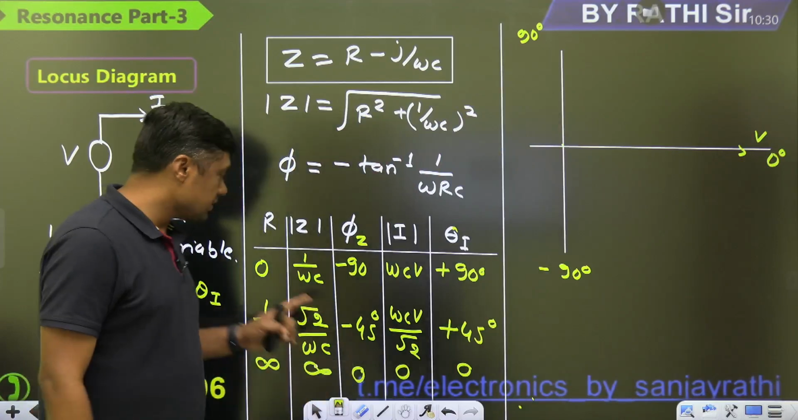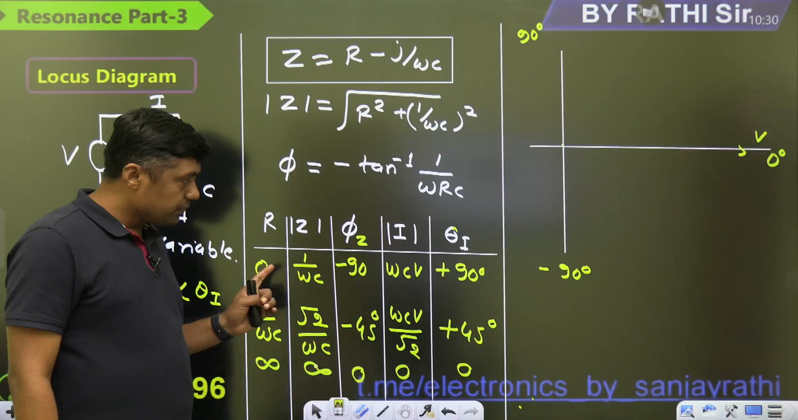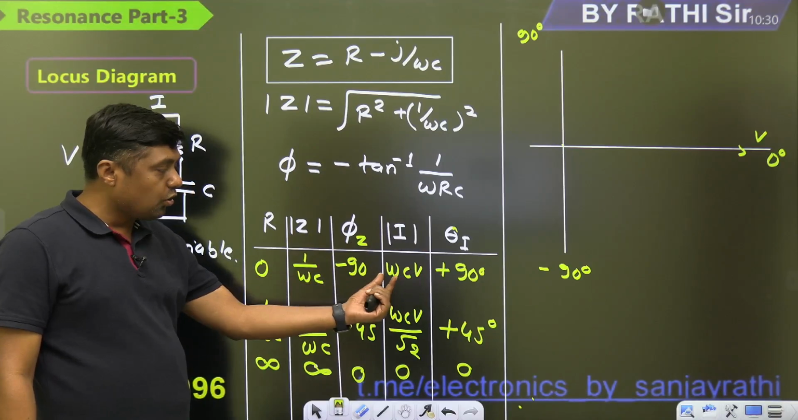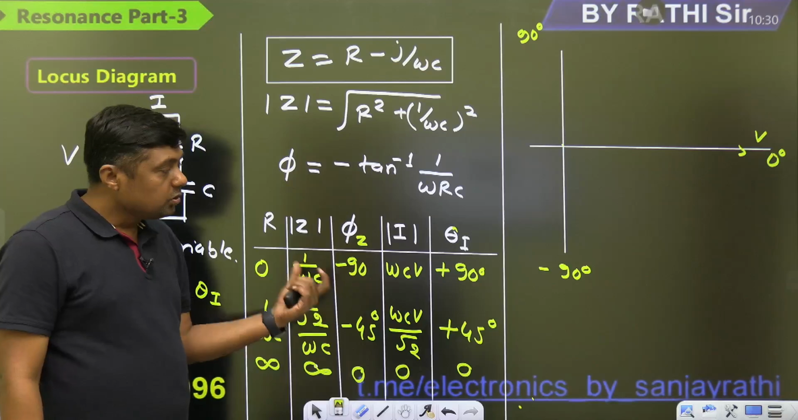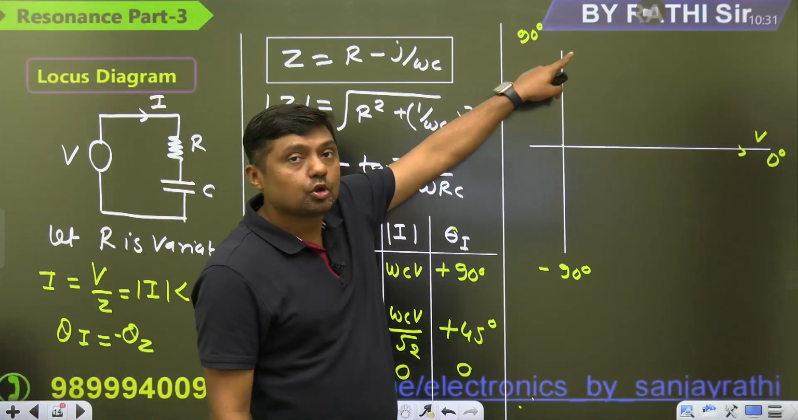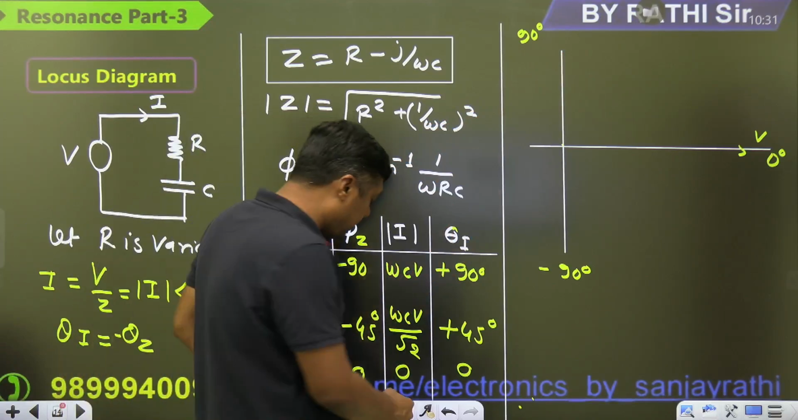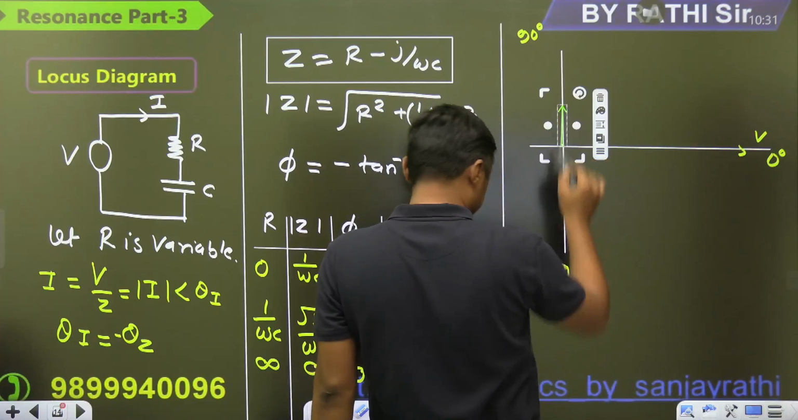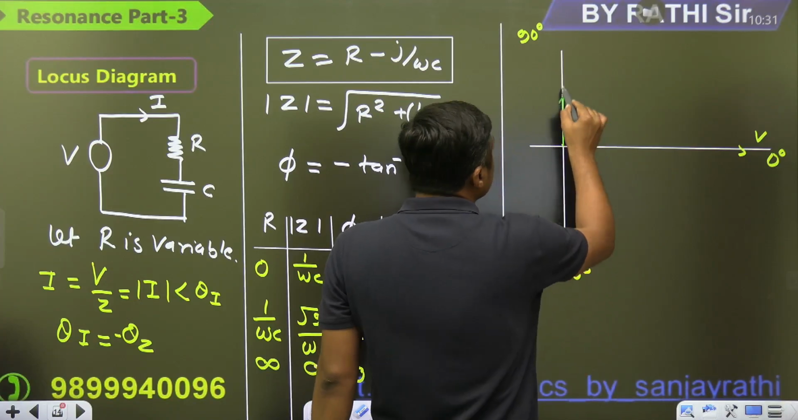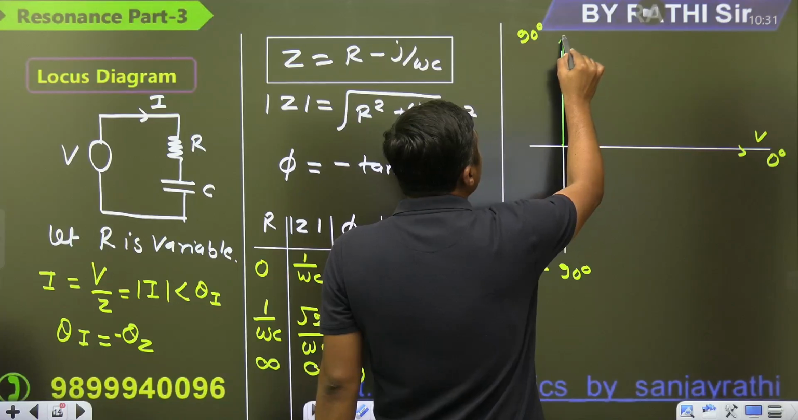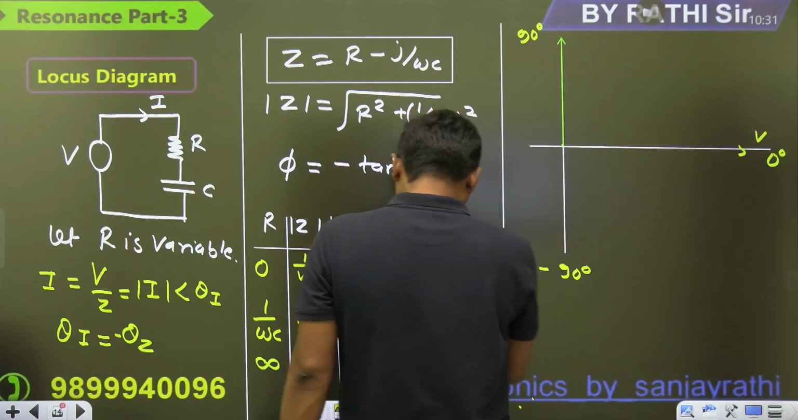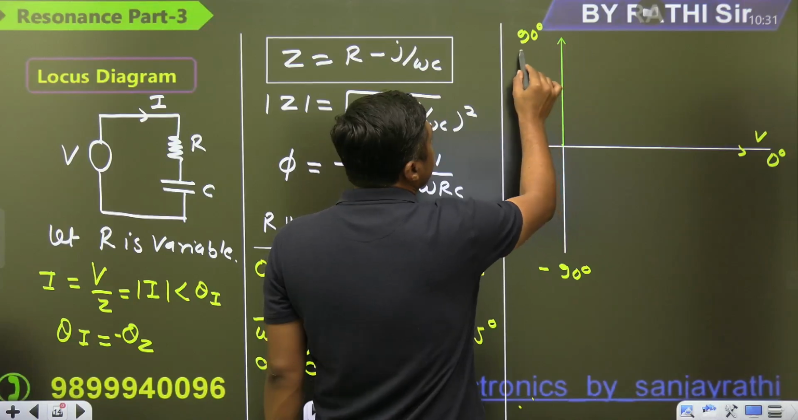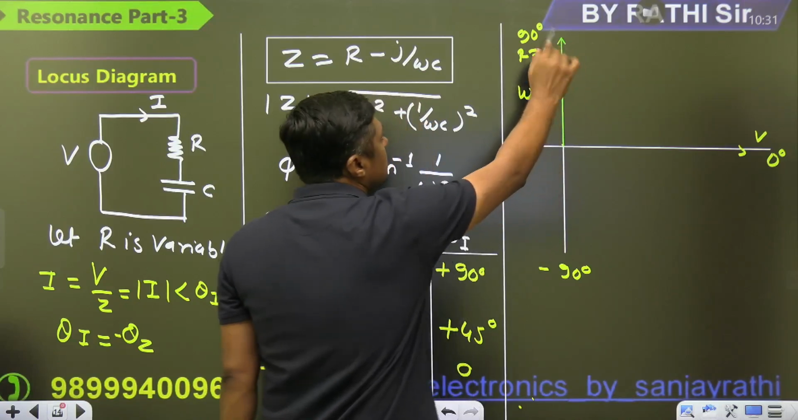First watch it. When R is 0, what is the angle of the current? Plus 90 degrees. And what is the value of that current? Omega C into V. Where is plus 90 degrees? Here. And the value is omega CV, so you can just draw a phasor here. This is omega CV, and this is the value for R equal to 0. That is the value of the current.